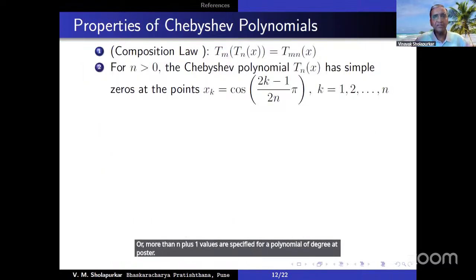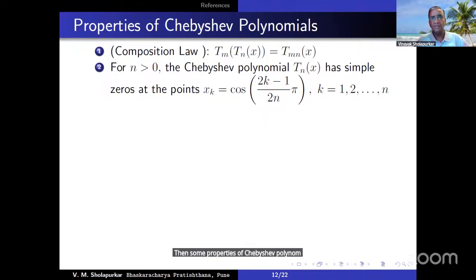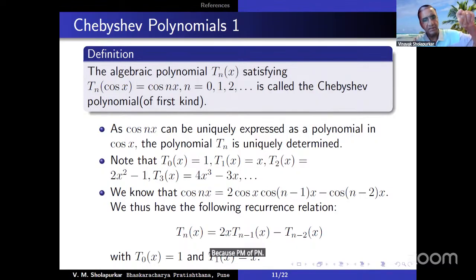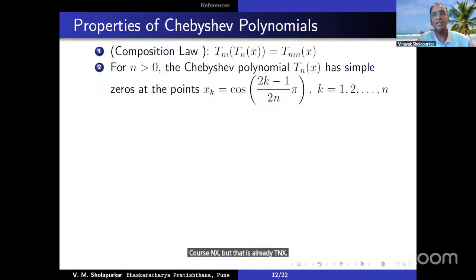Then some properties of Chebyshev polynomials, let me give you. This is called the composition law. Tm of Tn is Tmn. That is very clear because Tm of Tn will be Tm of cos nx, but that is already Tnx. So Tmnx, very clear. Cos nx, then again put that n. So cos mnx, but which is Tmn.